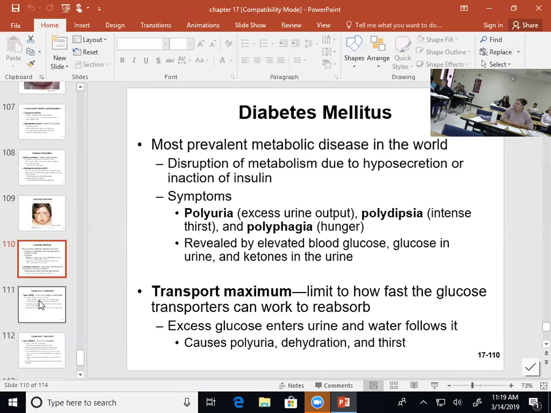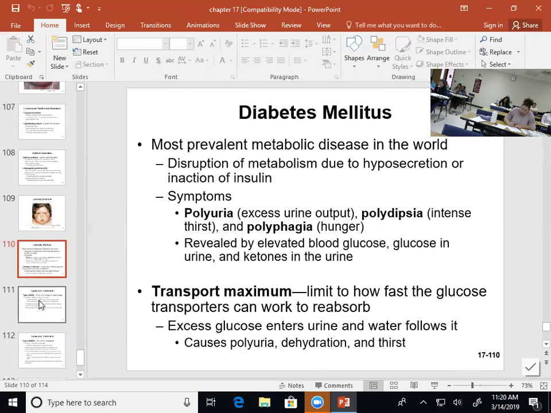It is. And water follows it. Water's going to follow it. Is glucose in your urine ever a normal finding? No, it's not. So when you are spilling the glucose, water is following it, and you're peeing all the time, right? Or not all the time, literally, but you know what I'm saying. So you have an excess of urine.